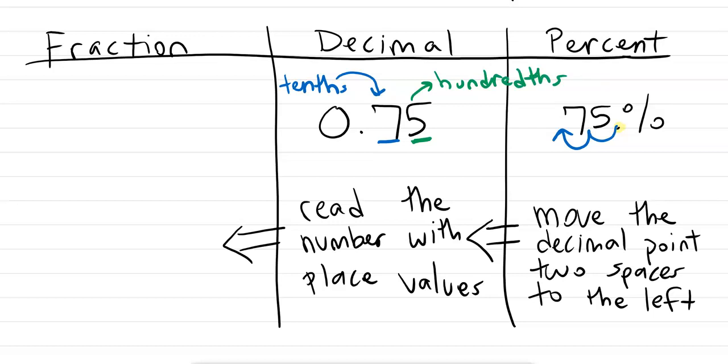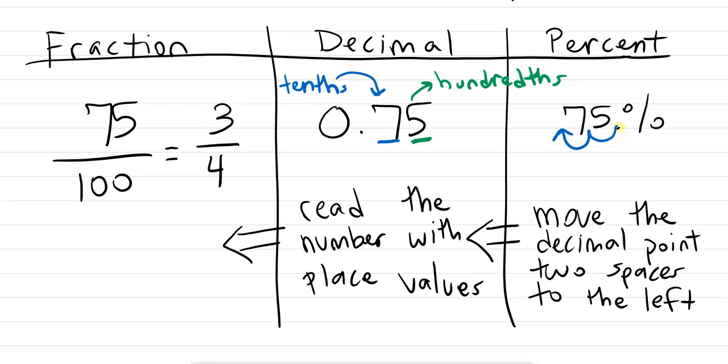So the way you officially read this number, you read as far to the right as you can go with the place value. So this is 75 hundredths. So if I'm writing that as a fraction, it's 75 over 100. And using what we learned earlier, we can simplify this fraction by dividing each of these by 25, because that's the greatest common factor for those numbers, and that turns into 3/4. So given a percent, you could turn it into a decimal and then turn it into a fraction. So it works going either way.